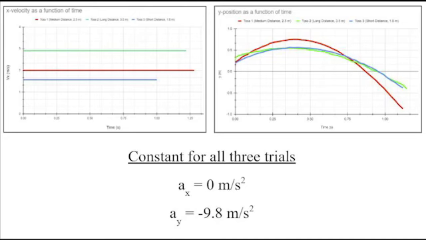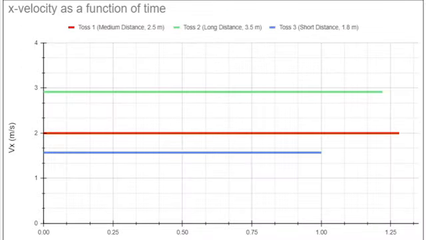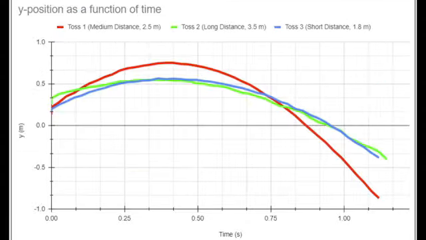As seen in these graphs that compare the x velocities and y positions of all 3 tosses, all values are close to each other, going against our original prediction that larger distances would have a much larger velocity. This is due to the single force acting on a projectile, gravity.